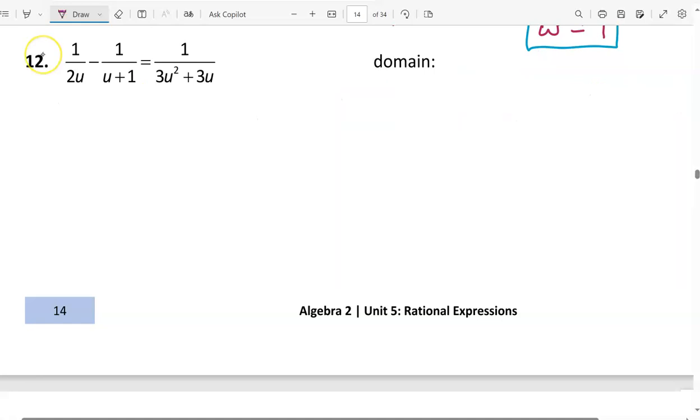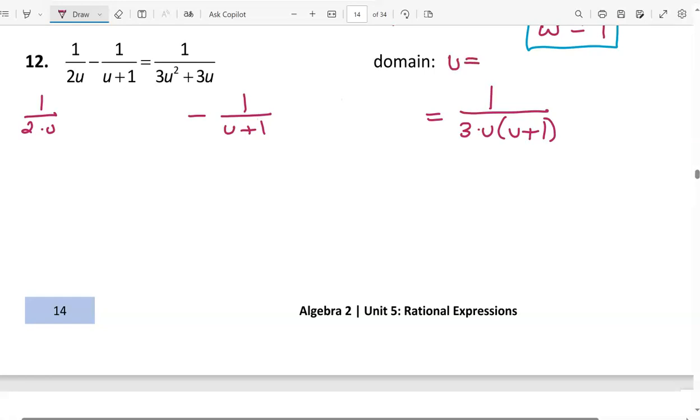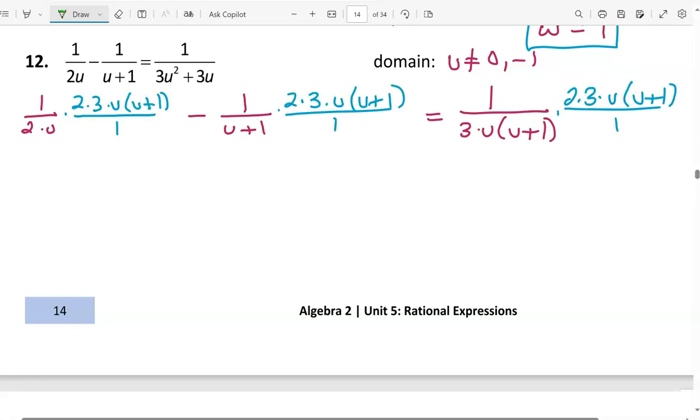In number 12, we're going to begin by factoring each of the denominators, and then observing that one or both of the denominators will equal 0 if u is equal to either 0 or negative 1. So u may not equal 0 or negative 1. And that is the domain. Next, we're going to multiply by the least common denominator, which is 6 times u plus 1, or if you want to leave it in factored form, 2 times 3 times u plus 1. This may make it easier to cancel common factors, which is our next step.